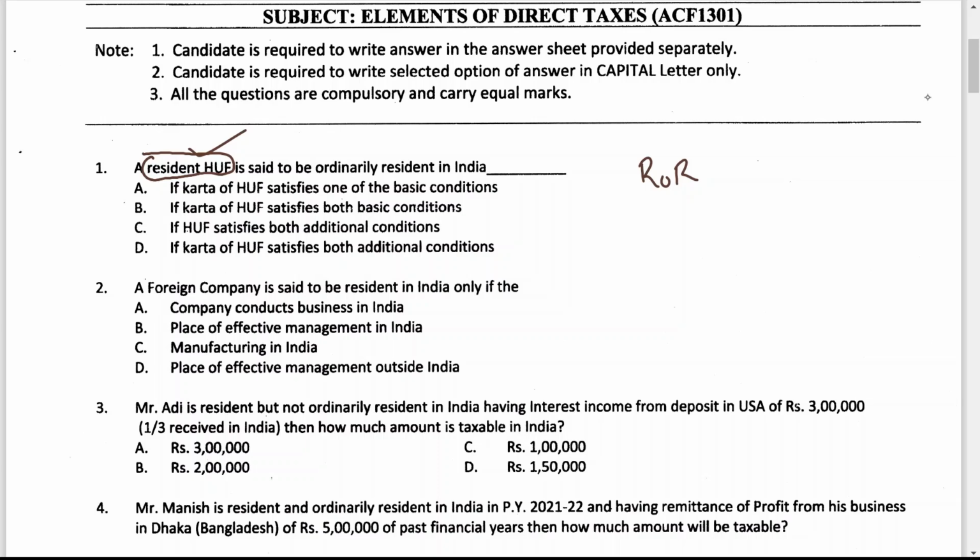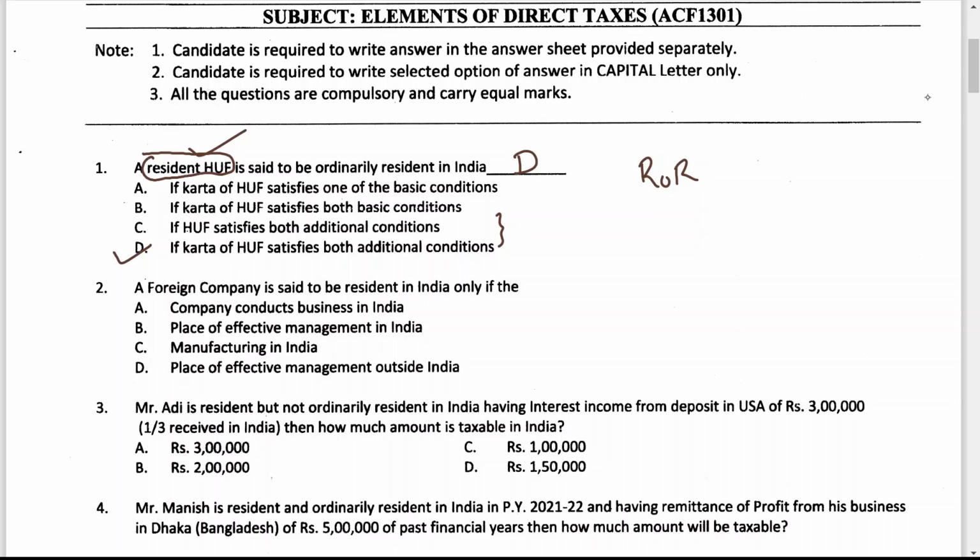Which option gives you the correct answer? Here two answers are very similar: if HUF satisfies both the additional conditions, and if Karta of HUF satisfies both the additional conditions. In that, whenever HUF satisfies the basic condition, we have to focus on the Karta only. If the Karta of HUF satisfies both the additional conditions, then only it becomes ROR, resident and ordinarily resident. So the answer for this question is D.